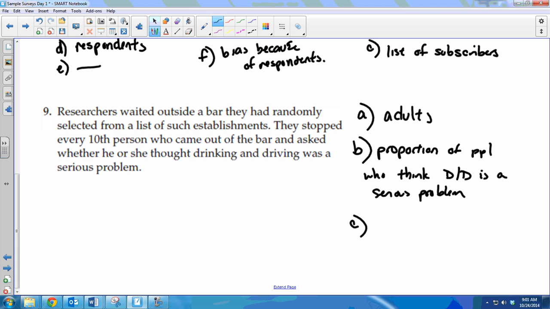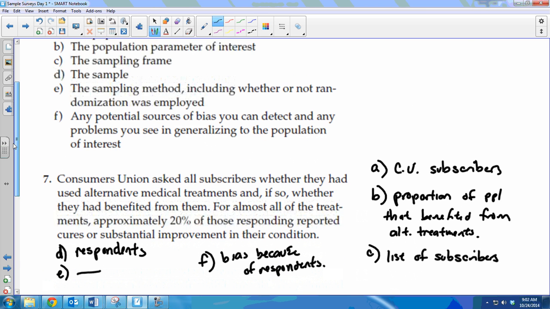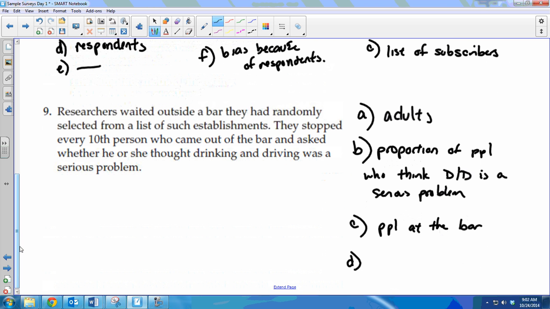What is the sampling frame? Technically, what would be their list of individuals? They might actually have a physical list, but who are they sampling from? People at the bar. They might actually have an actual list, but that's the people they're sampling from. What's the next one? Who did they sample? Every 10th person.